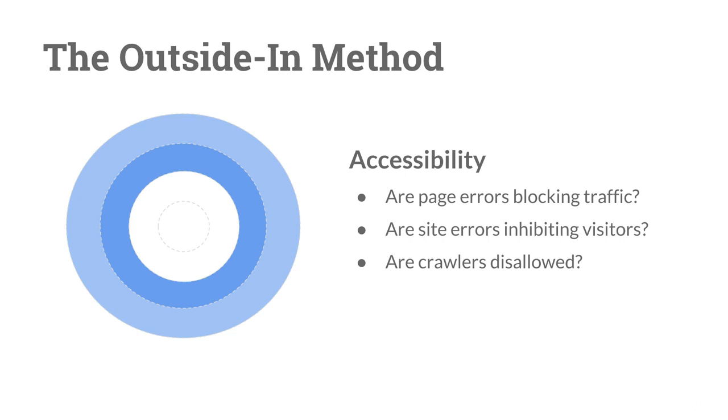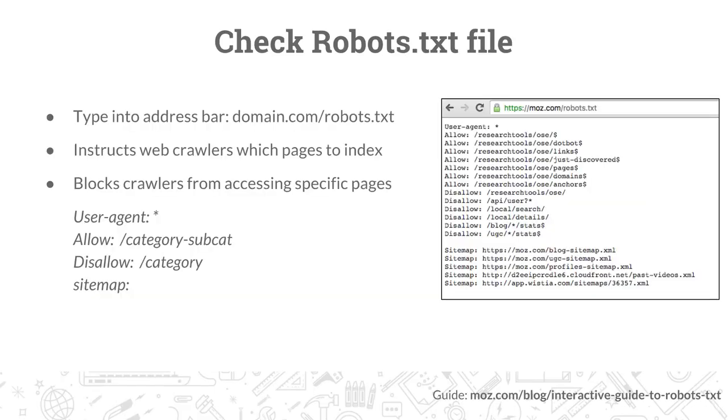And so the questions we're asking here are: are page errors blocking traffic? Are there any site errors, things at the server level? Have we also disallowed anything from the crawlers? So a couple of things that we can look at that are pretty easy. You don't really need access to the site to be able to do this. The first one is checking the robots.txt file.